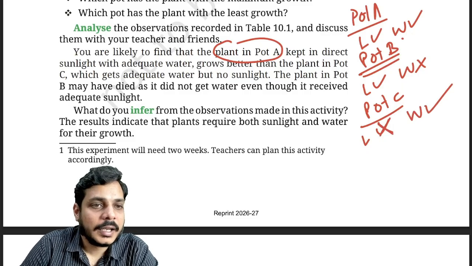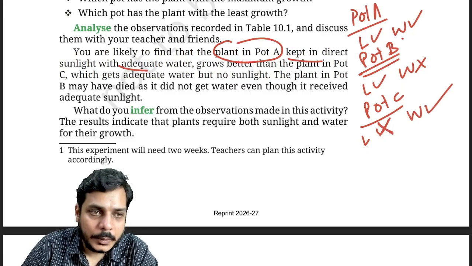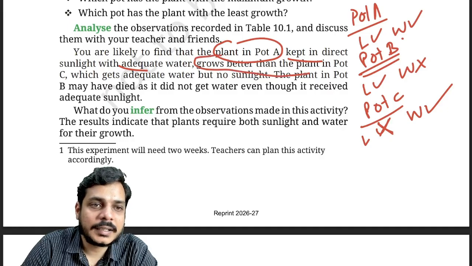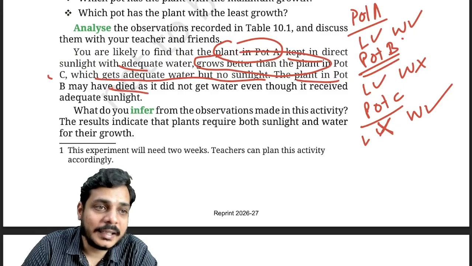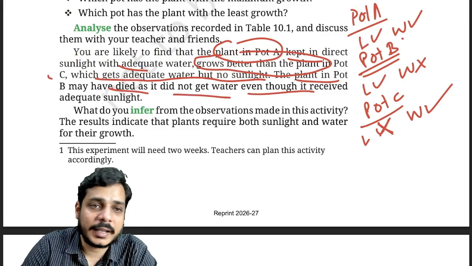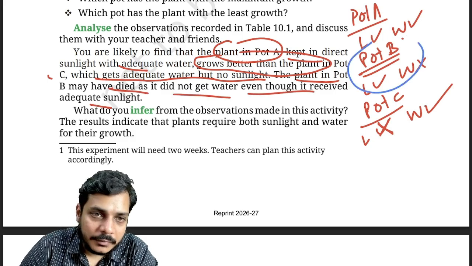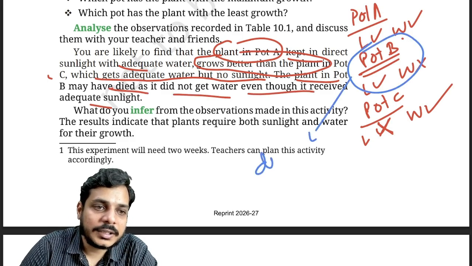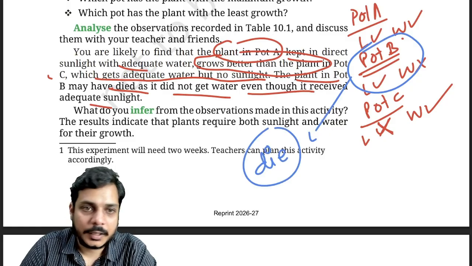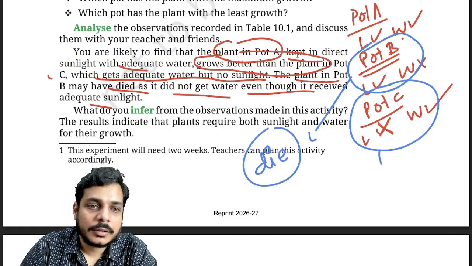The plant kept in direct sunlight with adequate water grows much better than the plant in pot C, which gets adequate water but no sunlight. The plant in pot B has died as it did not get water even though it received adequate sunlight. So when we talk about the differences that we see, pot B will die because there is no water there. Pot C will grow, but there will be slower growth here.